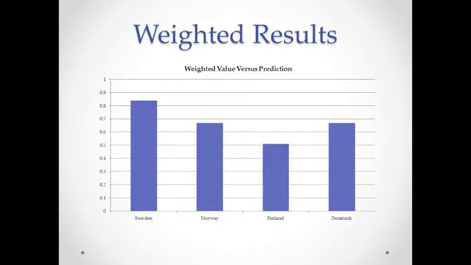These are the weighted results for the values versus prediction. As you can see, the Swedish use of English was most indicative of US English according to Weka. Norway and Denmark were slightly less indicative of US English, and Finland was marginally indicative of UK English.